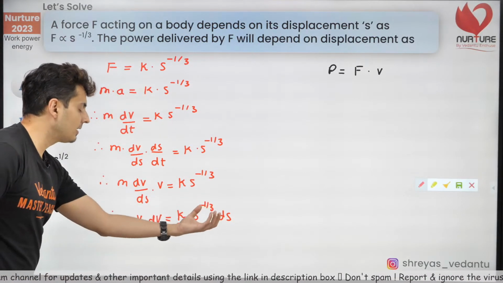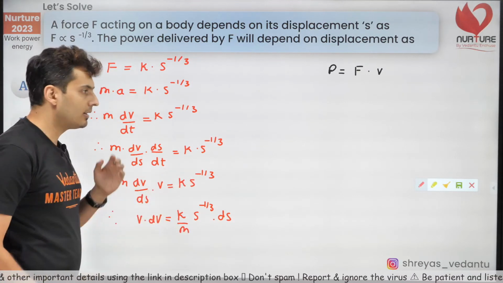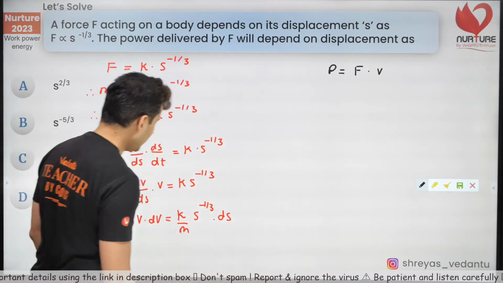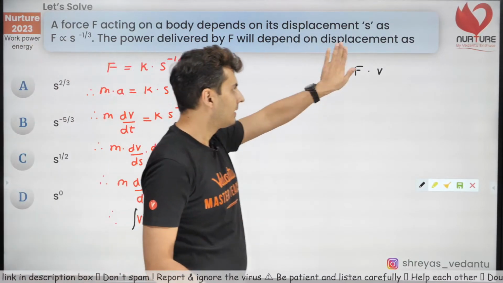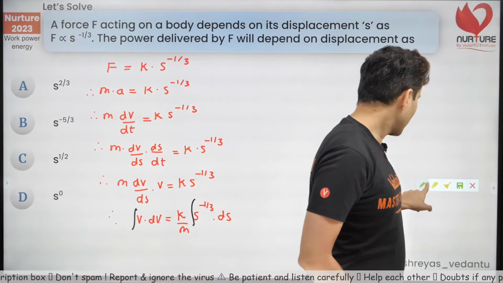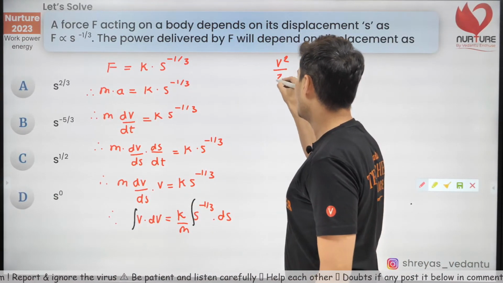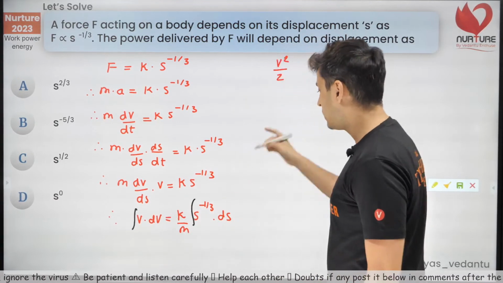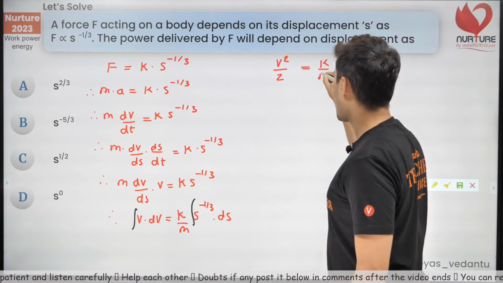The reason why I did it is because I want all the v terms and all the s terms on other sides. Now integrate both sides. Here is what we'll get. Let's see what do we get, guys. Integration of velocity will give me v square by 2 is equal to k by m.